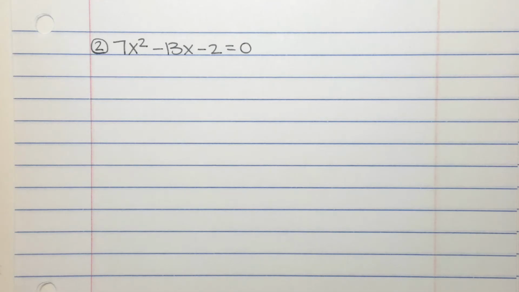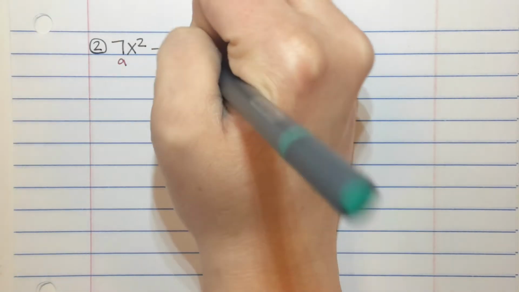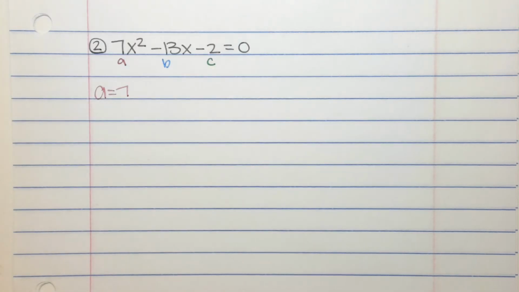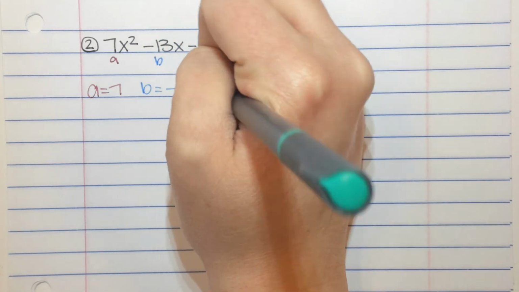Okay, here's example number 2. 7x squared minus 13x minus 2. So I'm going to label A, B, and C. So my A is 7. My B is negative 13. And my C is negative 2.